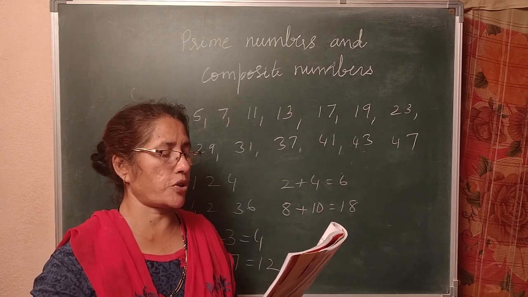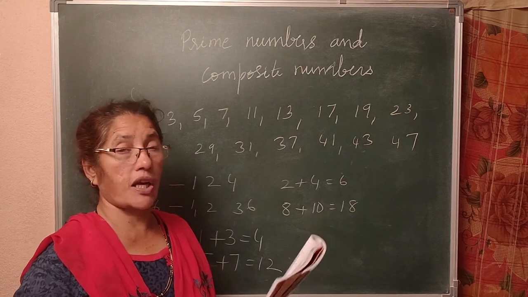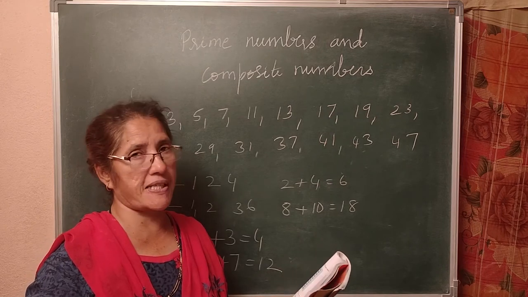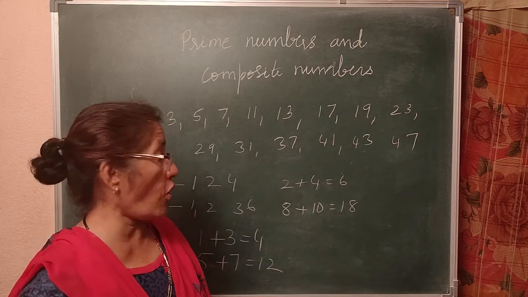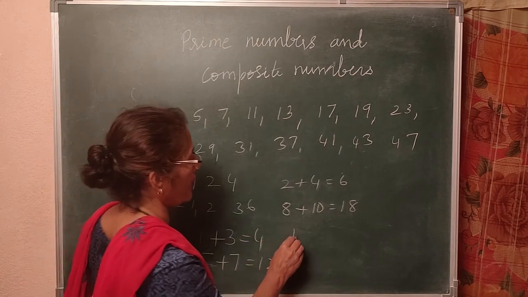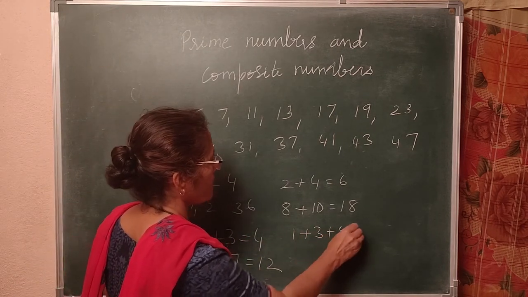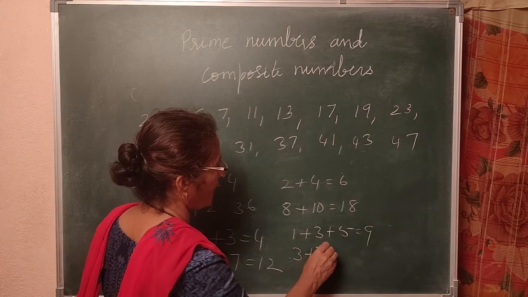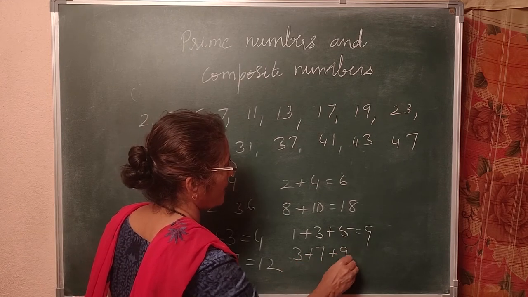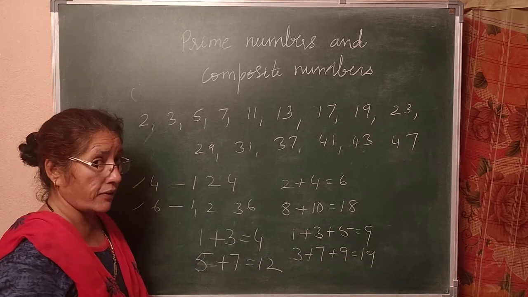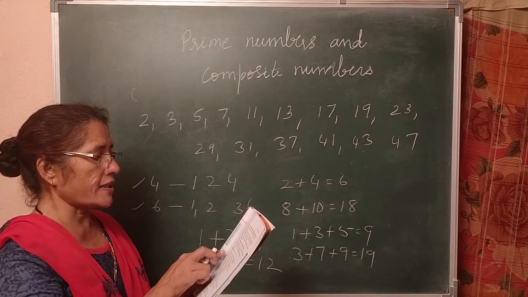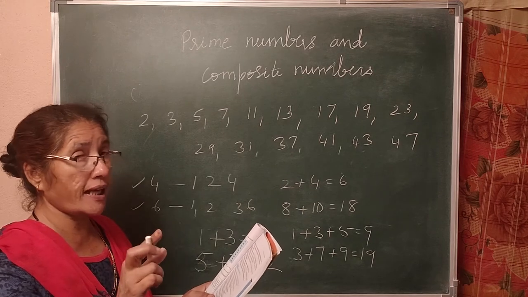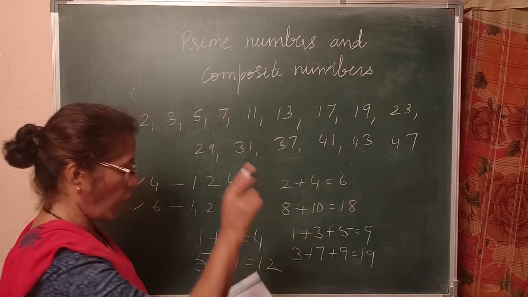Now let us go to the second question. State whether the following statements are true or false. The sum of three odd numbers is even. Again, three odd numbers: 1, 3, 5. 1 plus 3, 4. 4 plus 5, 9. 3 plus 7, 10. 10 plus 9, 19. Are they even numbers? No. The sum of three odd numbers is even: False.